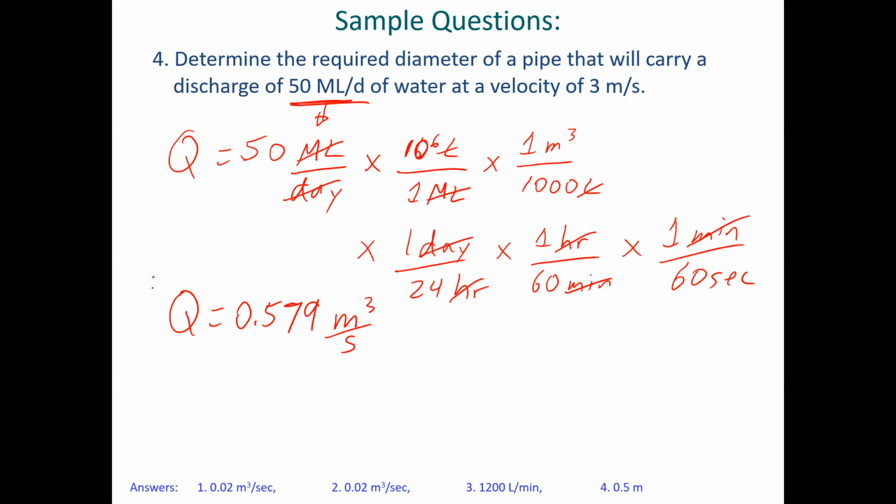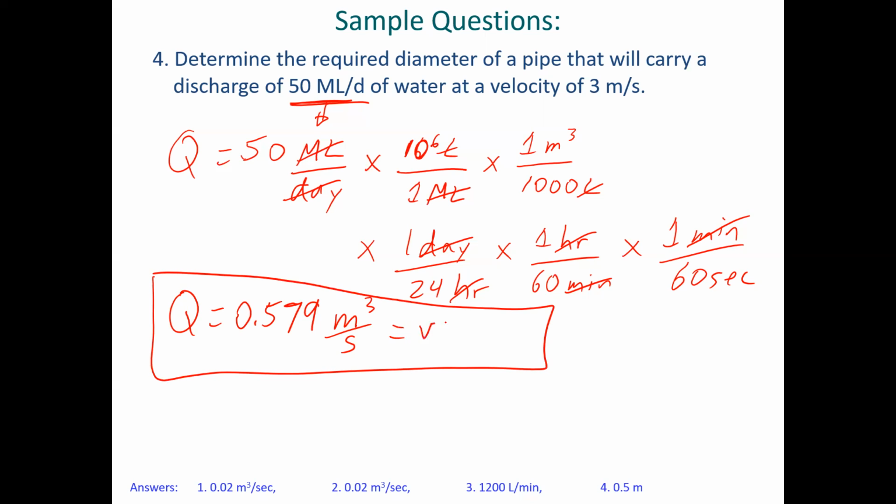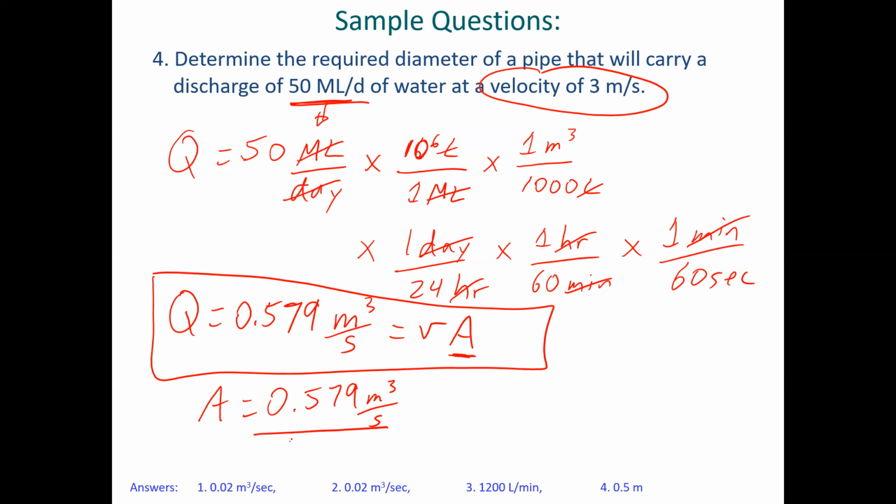Okay, so we're going to punch this into my continuity equation. Remember that Q equals VA, and we're going to solve for A. My V is up here, 3 meters per second. So my A is going to be 0.579 meters cubed per second divided by my velocity, which is 3 meters per second.